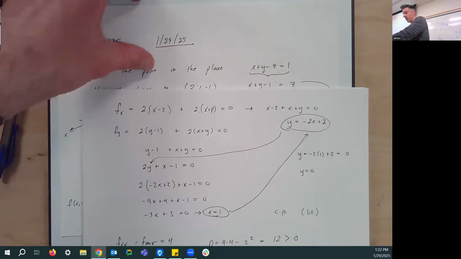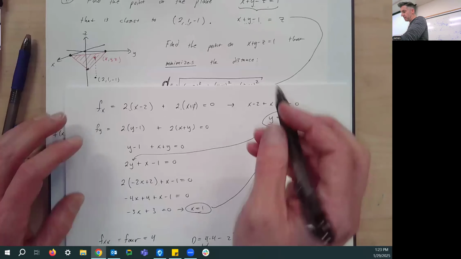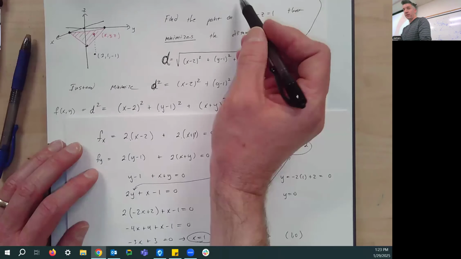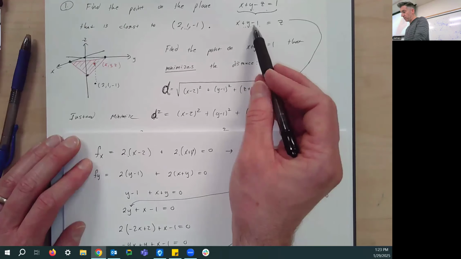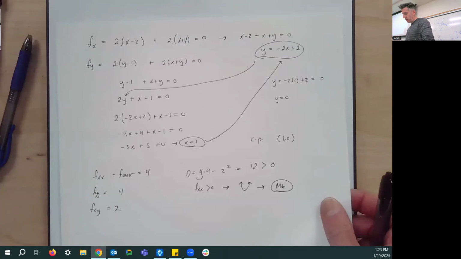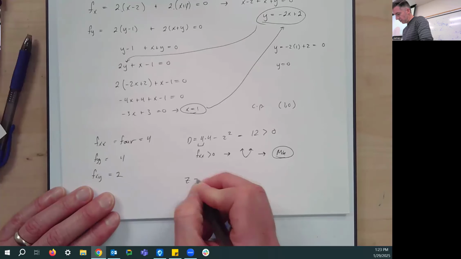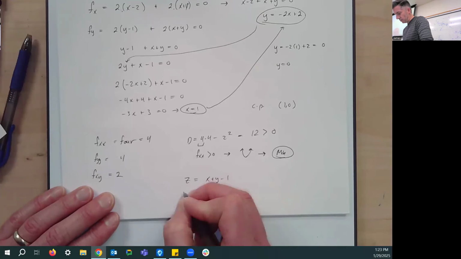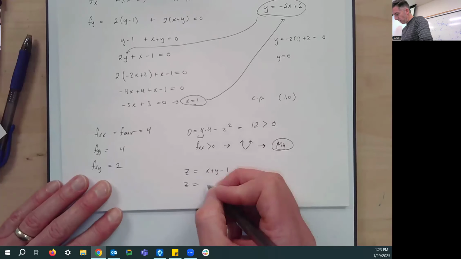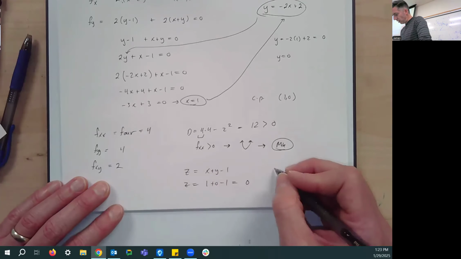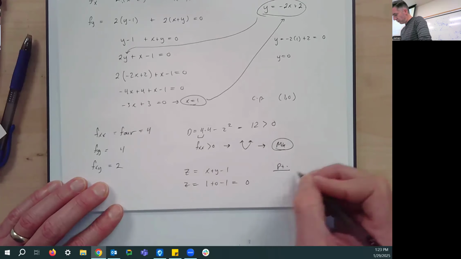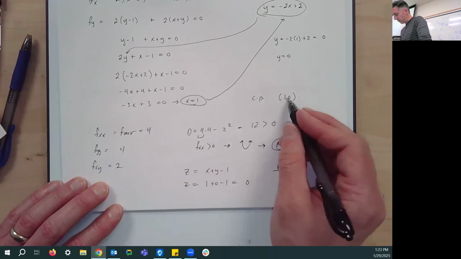So we actually have to go back and say, okay, well, we know that z is equal to x plus y minus 1. Sorry, you can't quite see that. Z is equal to x plus y minus 1. So finding the z coordinate here, z is equal to 1 plus 0 minus 1, which is equal to 0. So our point that is closest is going to be the point (1, 0, 0).